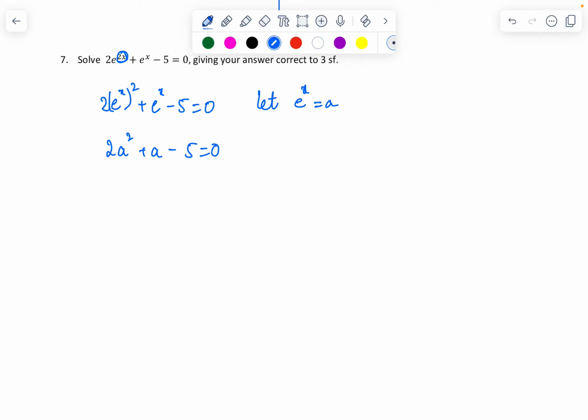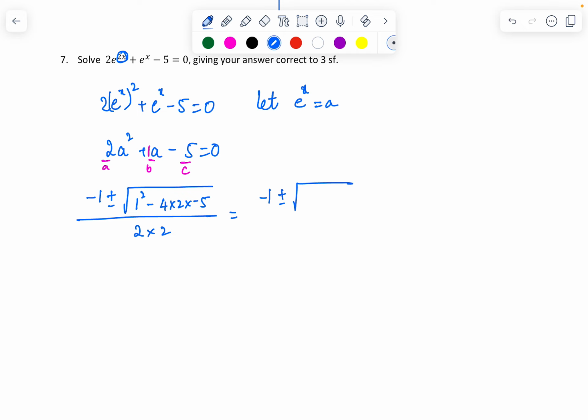So a is 2, b is 1 and c is negative 5. The quadratic formula: negative b plus or minus square root of b square minus 4ac, over 2 times 2. This gives me negative 1 plus or minus square root of 1 square minus 4 times 2 is 8, 8 times 5 is 40, so 1 plus 40, over 4. So this gives me negative 1 plus or minus square root of 41 over 4.